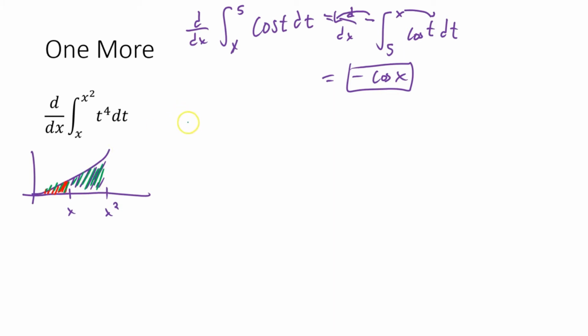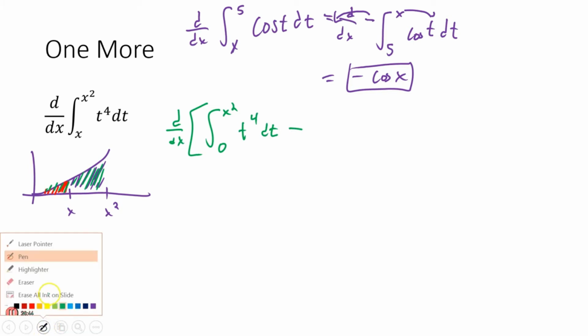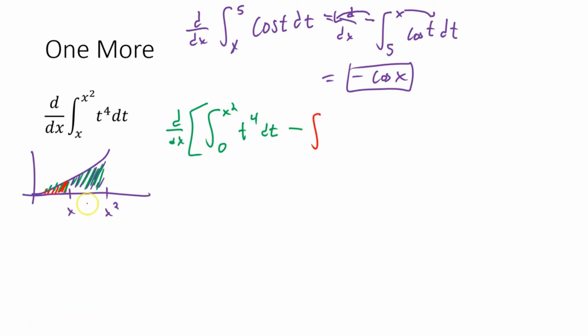So I want the derivative of the integral from 0 to x squared of t to the fourth dt minus my red integral, the integral from 0 to x of t to the fourth dt. So this will always work. You can always take the top value and integrate from whatever value you want. I could have started at 1 if I wanted to. I could have done something between them even, but that would be maybe more difficult.